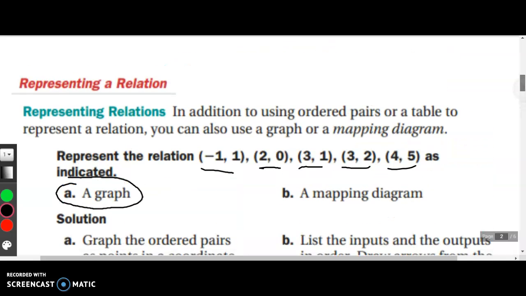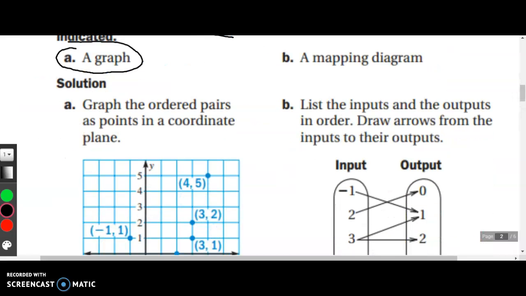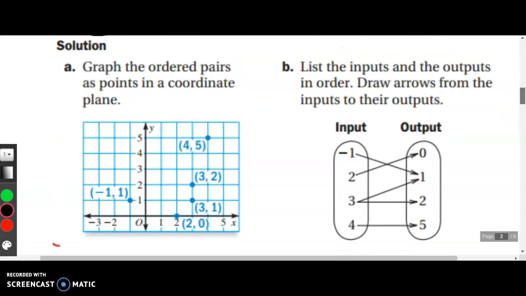The first one, -1, 1. We go back 1, up 1, there's 1 pair. Then we have 2, 0, over 2, up 0. Then we have 3, 1, over 3, up 1. We have 3, 2, over 3, up 2. And finally 4, 5, over 4, up 5. And those are our ordered pairs, and now we've just graphed our relation.